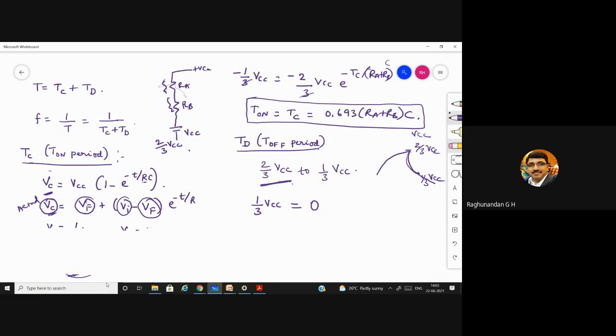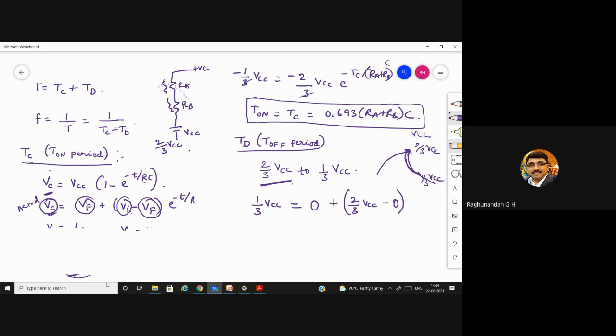0 plus, again, the initial voltage. What was the initial voltage it was having when it started dropping down? When it started discharging, what was the initial voltage? 2 by 3 VCC. See, this is what it has reached. Now from this point only it is discharging, right? So for the off time, this becomes the initial voltage. So it is 2 by 3 VCC minus 0, because final voltage VF means the voltage it can reach, 0.